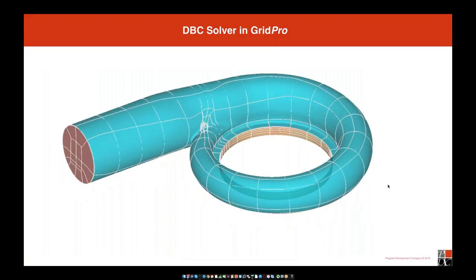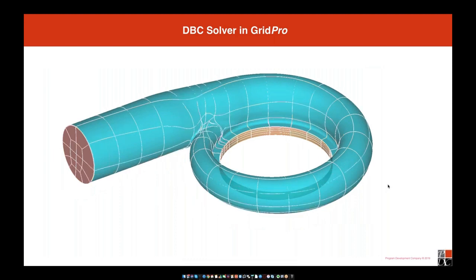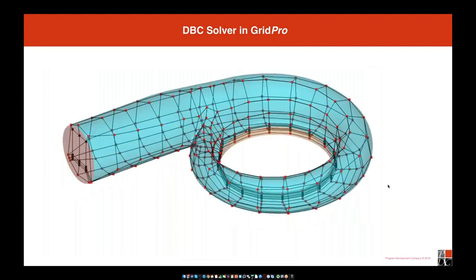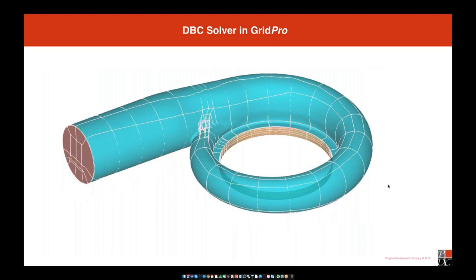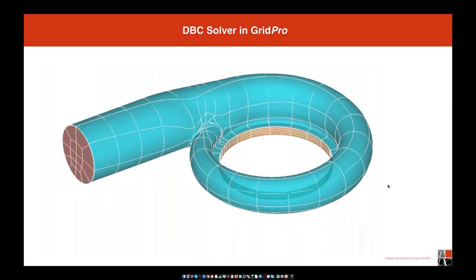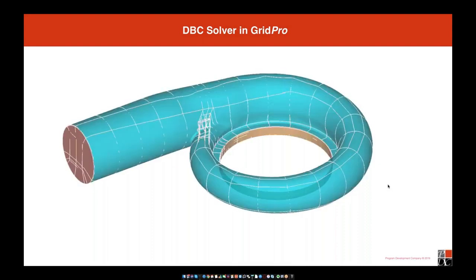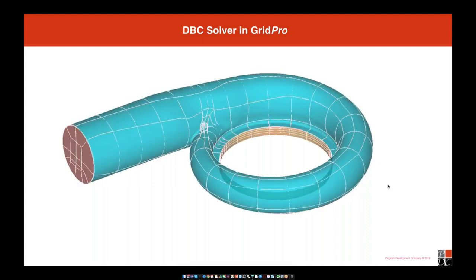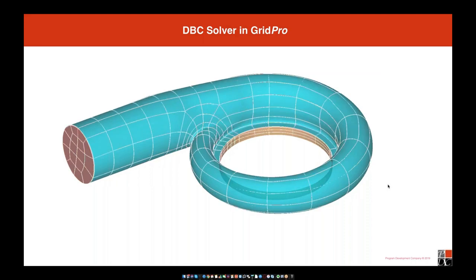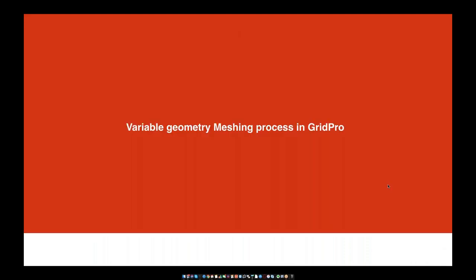So you can see that the grid solver is actually projecting the blocks and then trying to move onto the geometry so that it smooths and gives you a quality optimized, orthogonal and smooth grid. So now what happens when you have variable geometry?